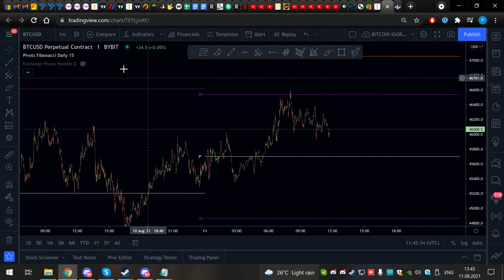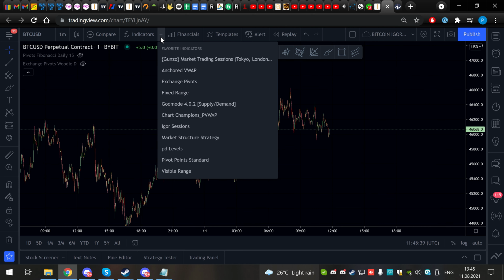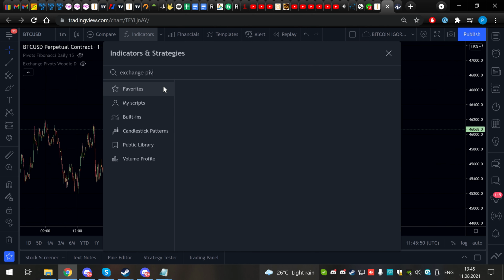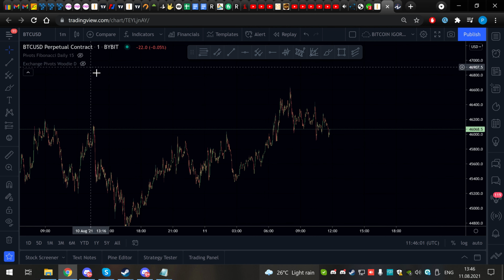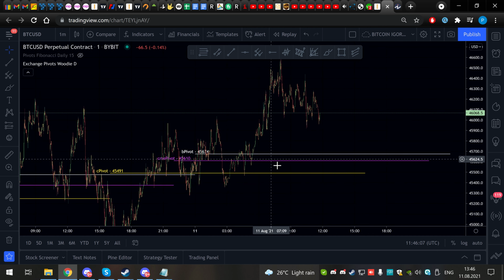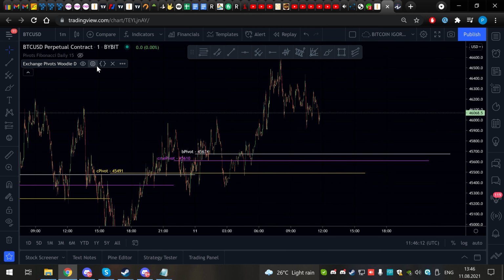Okay, we will start with exchange pivots because they are very important for us. So let's turn them on. You can find them over here, exchange pivots, by Christo TV. I will turn them on now. That's important to see first. Okay, and I want to show you the settings. The settings are going to be here.